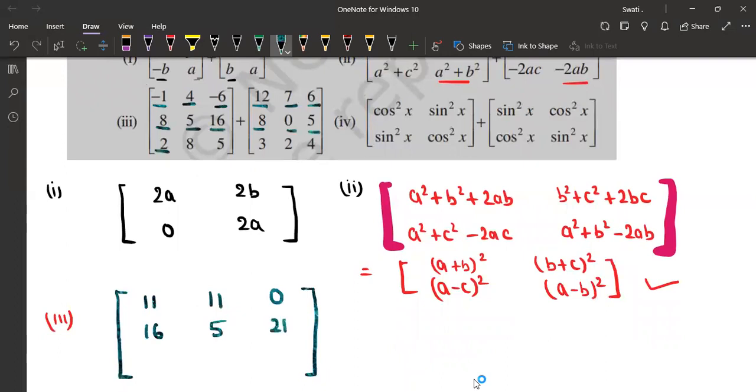This is 2 plus 3, that is 5. This is 8 plus 2, that is 10. And this is 5 plus 4, that is 9. And this is the answer for the third one. Now let's move to the fourth one.